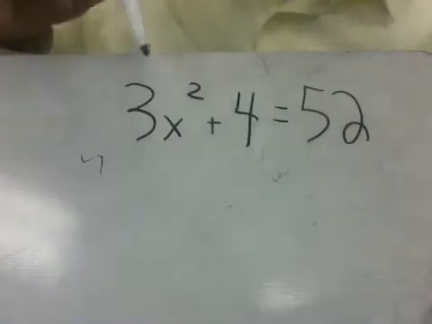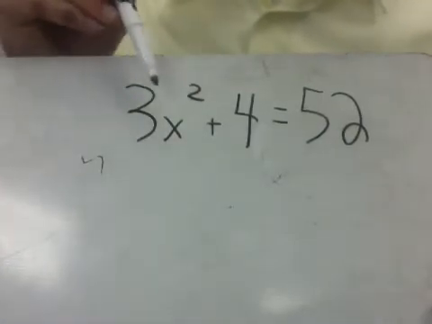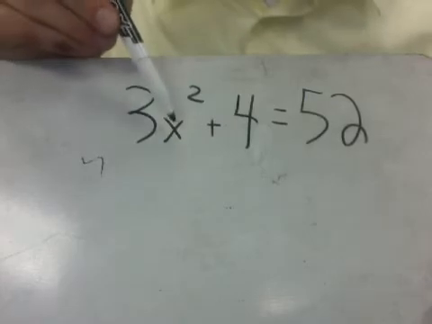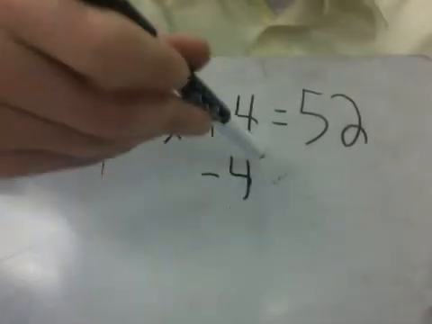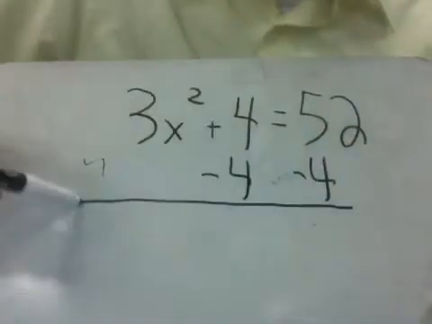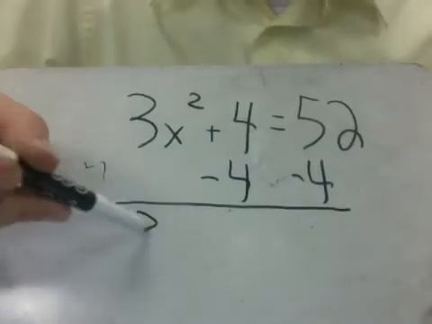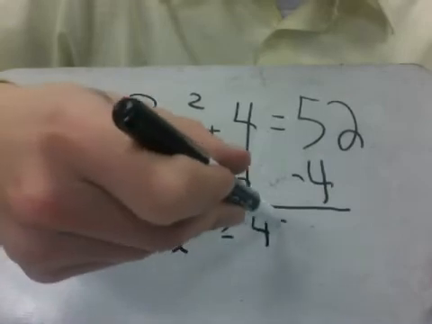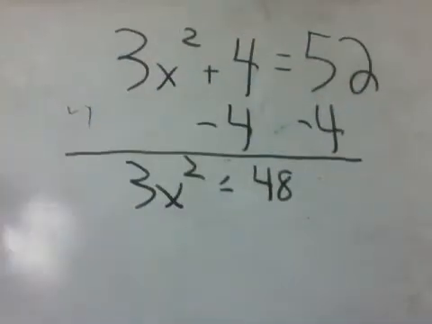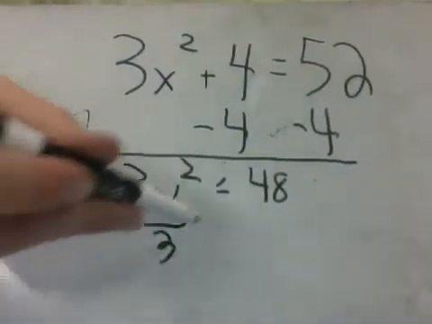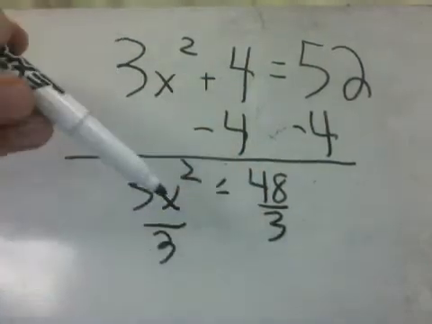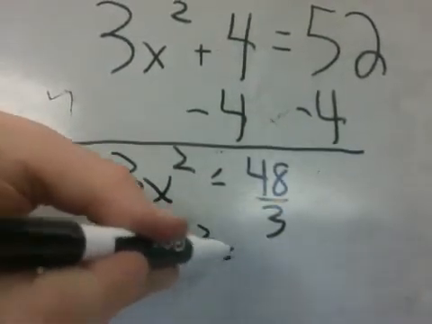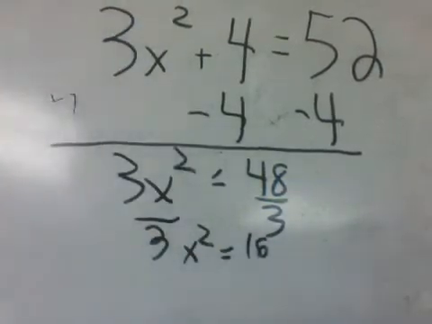So the square rooting method, basically you treat it like a normal equation. Treat it like you're just solving for x. So subtract 4 on both sides. I get 3x squared equals 48. Divide by 3, I'm still treating it like normal. And I get x squared equals 16.